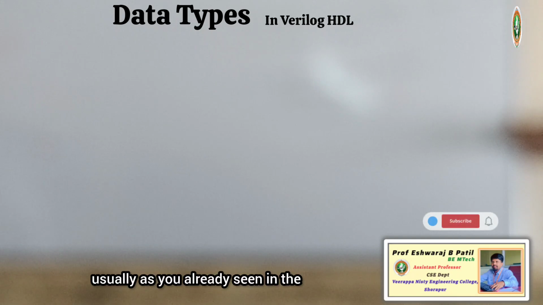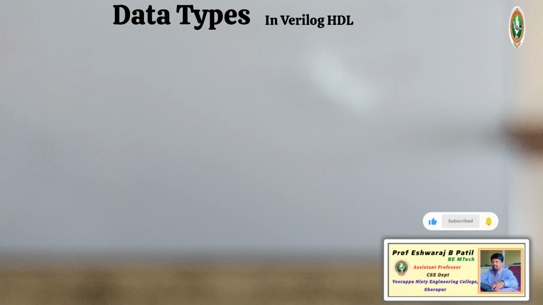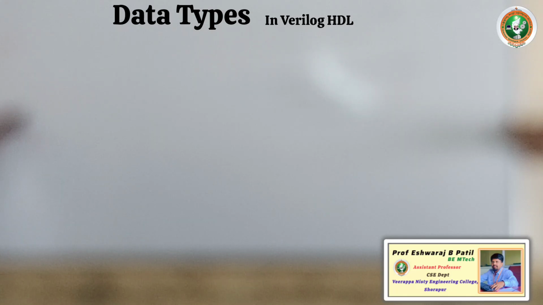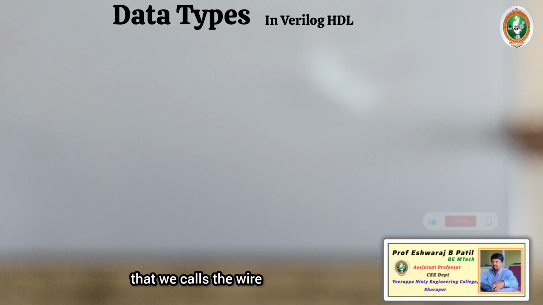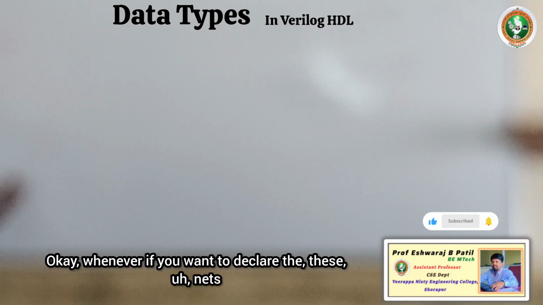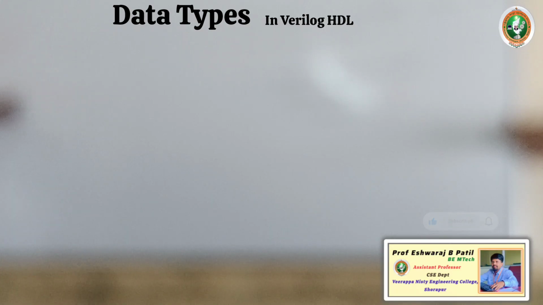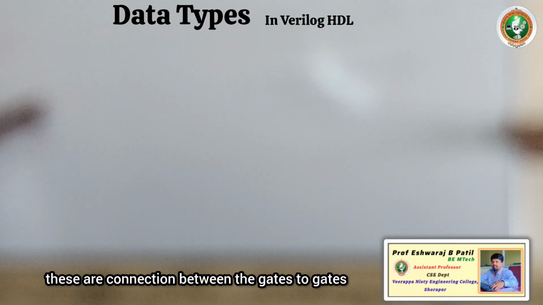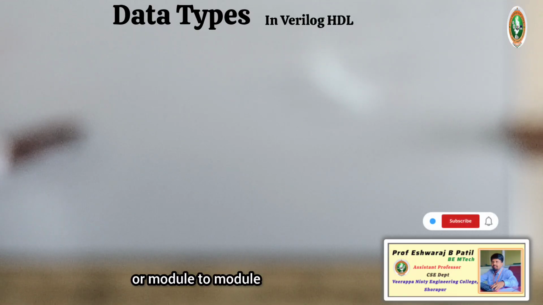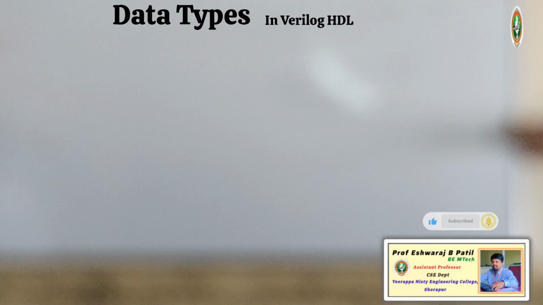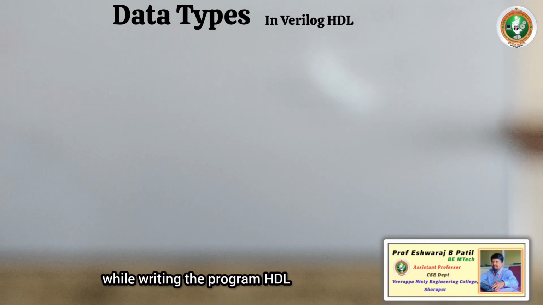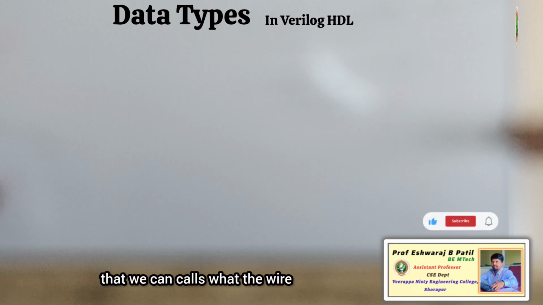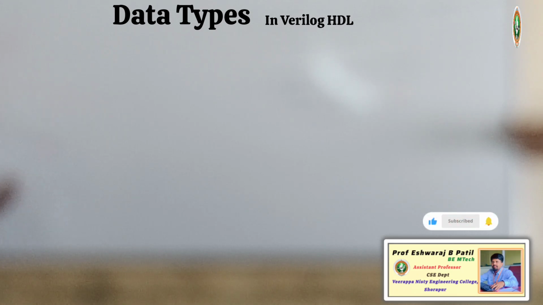Usually, as you have already seen in the basic classes, how to write nets: we declare these nets with the help of one keyword that we call wire. Whenever you want to declare these nets, they are called wires. As I told you in the earlier basic classes, these are connections between gates to gates or module to module. These are called nets. But while writing the program in Verilog HDL programming, we have to use the keyword that we call wire.